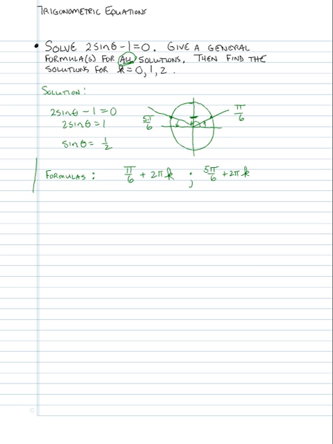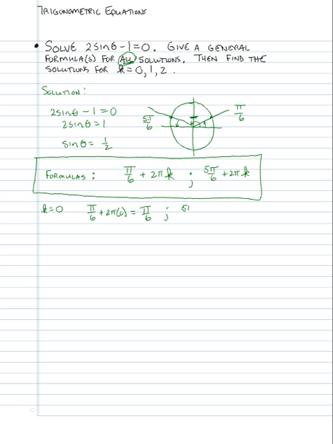So there are our two formulas. Those help us generate every single infinitude of solutions that exist. Now I'm going through here and I'm thinking, okay, let's look specifically when k is 0. When k is 0, we get pi over 6 plus 2 pi times 0, which is just pi over 6. And in the second case, we get 5 pi over 6 plus 2 pi times 0, which is just the same as adding 0, which is 5 pi over 6. So when k is 0, we have those first two that happened in the first rotation.